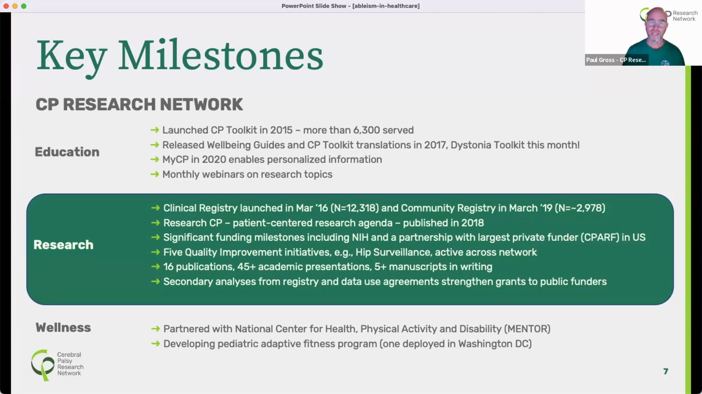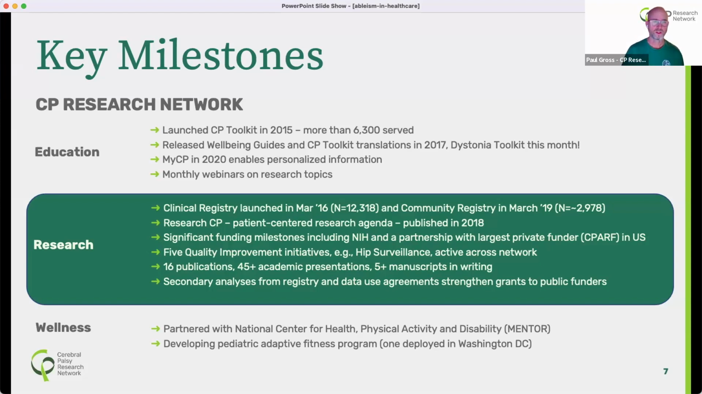We do quality improvement as well as research. Quality improvement is just another way to change outcomes. And so we've got actually 6 of these projects now across the network, but hip surveillance is a great example where surveilling hips is really important from the time that kids are born to the time they achieve skeletal maturity. So improving the outcomes around surveilling hips is critical.